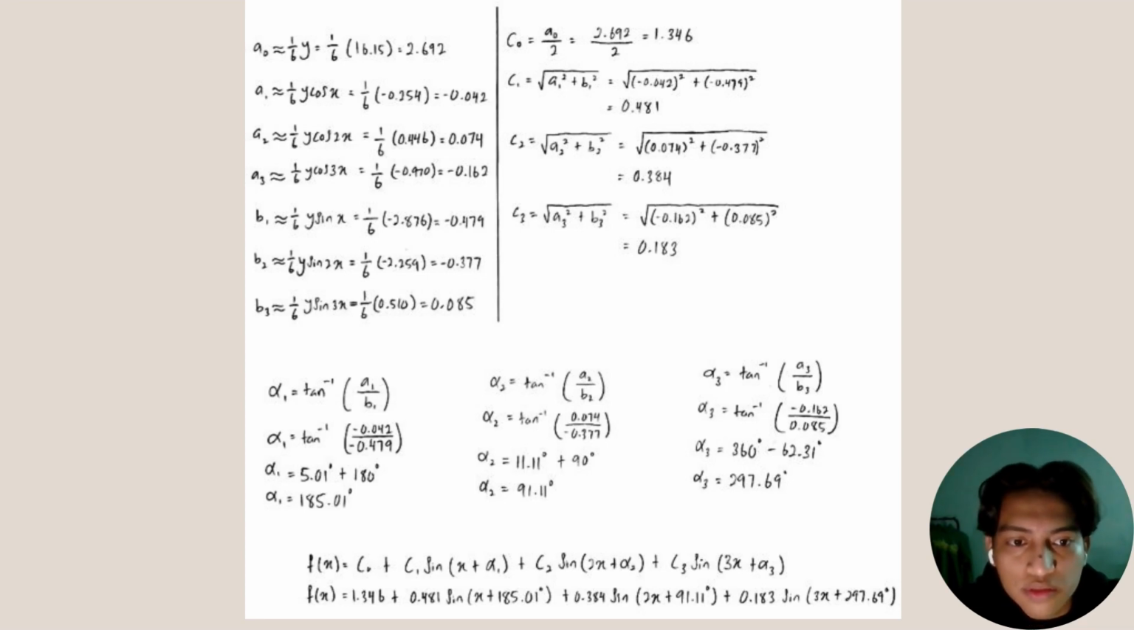So for this question, the Fourier series expansion equation conclusion is f(s) equals 1.346 plus 0.481 sin(s + 185.01) plus 0.384 sin(2s + 991.11) plus 0.183 sin(3s + 297.69).